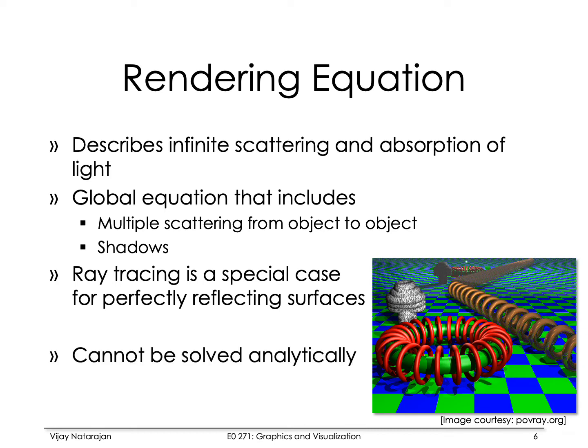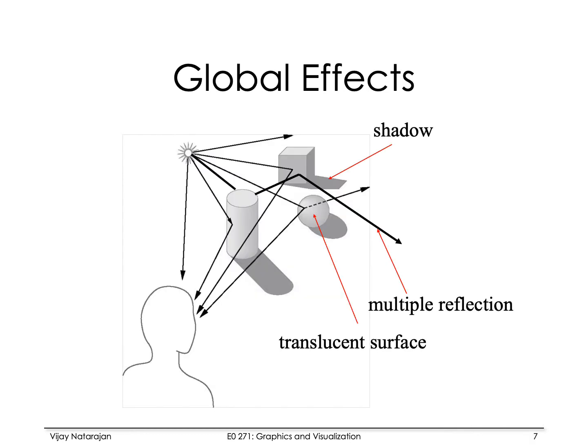Again, to reiterate, the rendering equation cannot be solved analytically. However, we do want global effects, and the rendering equation does allow you to incorporate all the global effects naturally. For example, you can get shadows, you can get multiple reflections, translucent surfaces. All of these in your scene can be modeled and rendered.